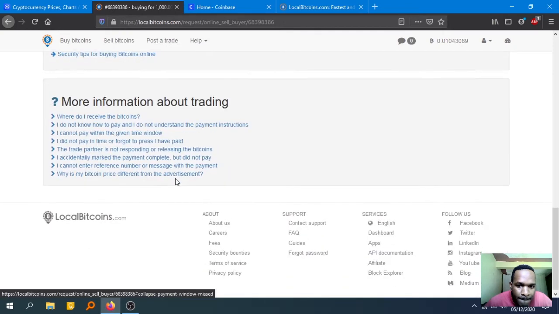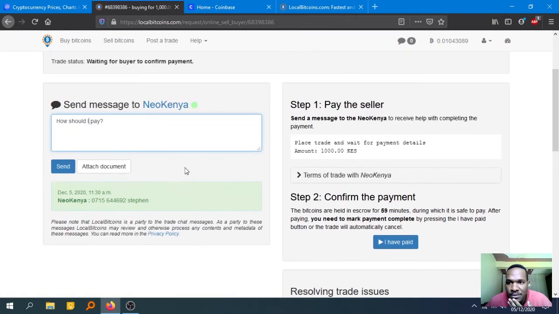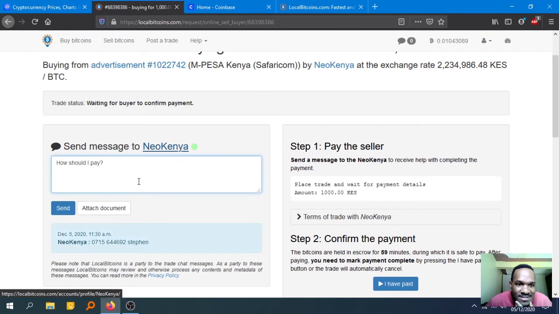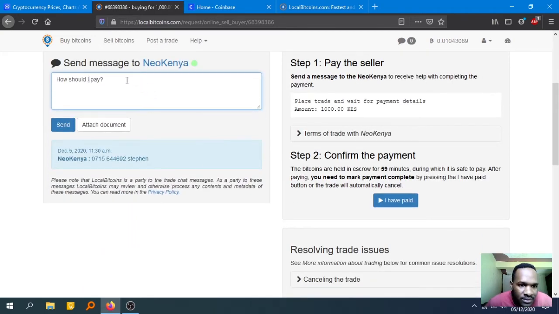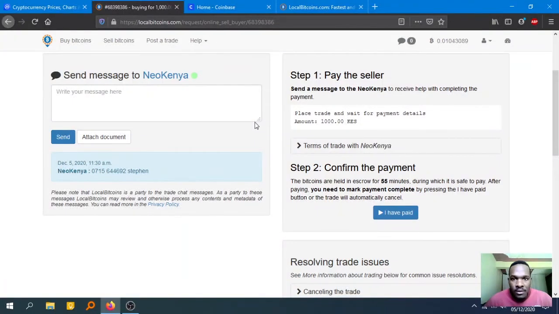So let me just send this message. No, he has already sent the instructions. So what I need to do is to use this number to pay. So what I'm going to do, I'm going to get into my MPesa and I'm going to pay for the bitcoins. So we are back.